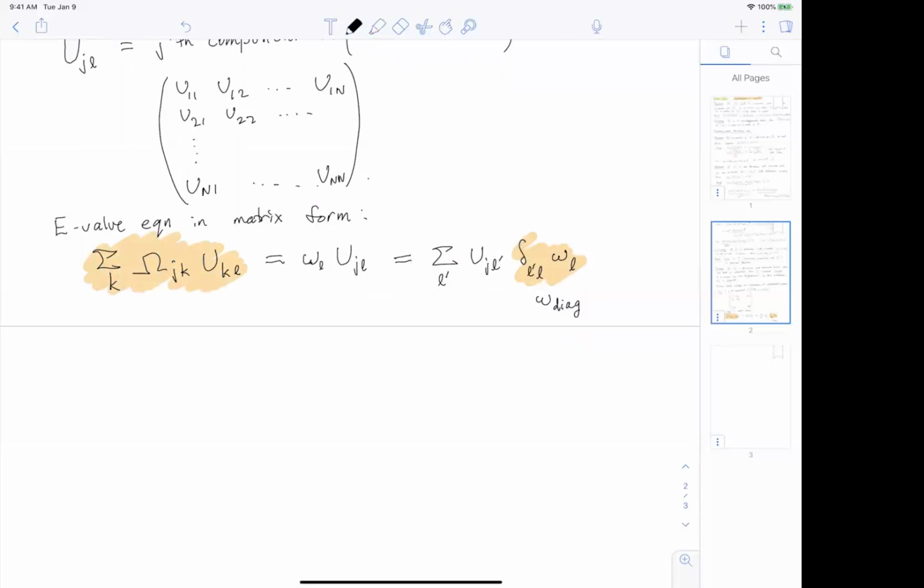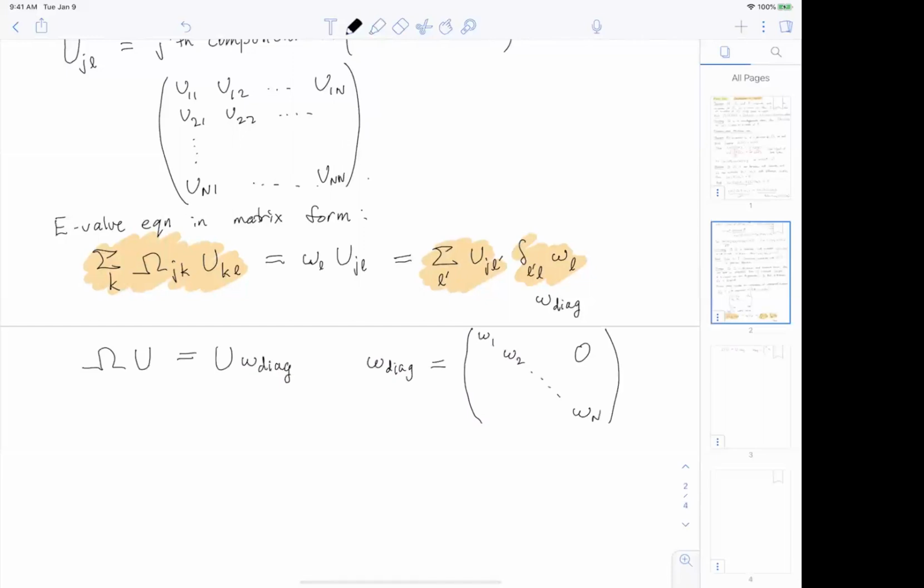And so that says omega, the matrix, acting on U, the matrix, is equal to, over here, that's the matrix U again, acting on this matrix omega diag. And just to be explicit about what omega diag is, omega diag is equal to the matrix whose diagonal entries are the eigenvalues, omega 1, omega 2, up to omega n, with zeros everywhere off the diagonal.